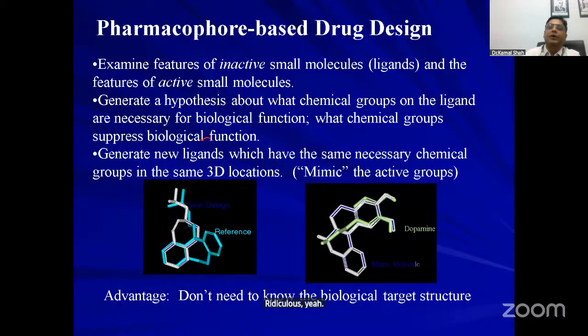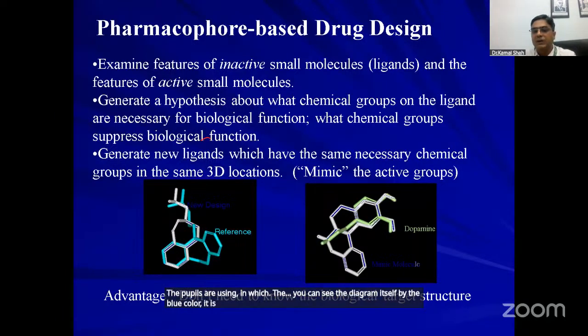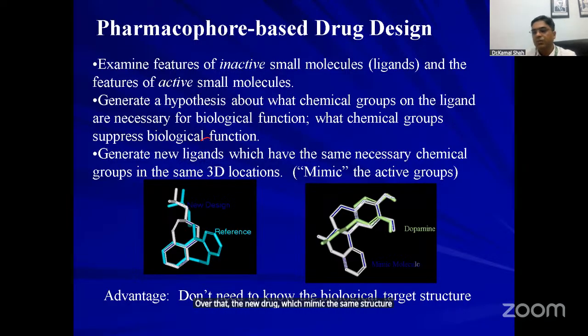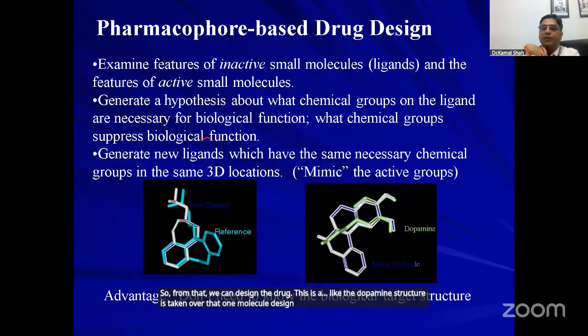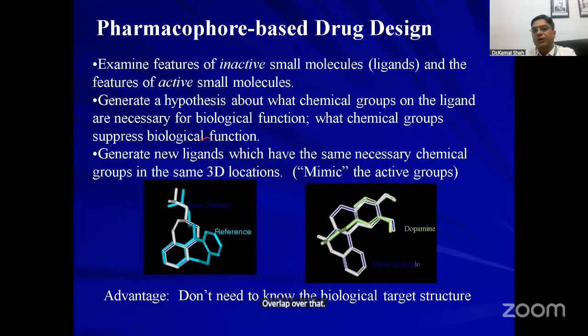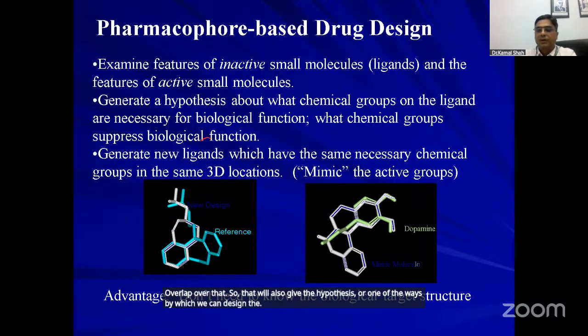Another is pharmacophore based drug designing. This is one of the most common drug designing approaches which people are using, and you can see in the diagram itself, shown by the blue color. We take the reference drug, and over that the new drug which mimics the same structure is made to overlap over it. So from that we can design the drug. Like the dopamine structure is taken, over that one molecule is designed and tried to overlap over that. So that will also give the hypothesis, one of the ways by which we can design the active drug.